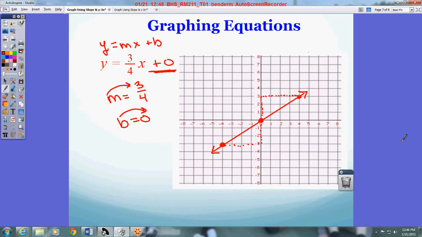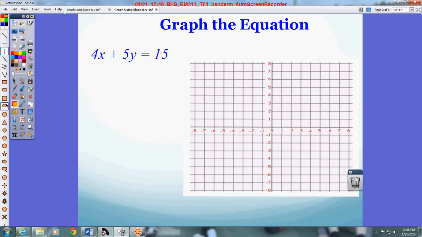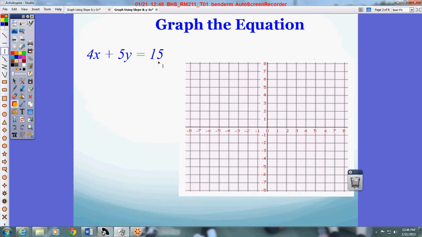Now all of our examples so far have worked out pretty nice because they already are in slope-intercept form. They look like y equals mx plus b. But that's not always going to be the case. And so what happens if I have an equation that looks like this, where I have 4x plus 5y equals 15? So you can see right away it's not in that slope-intercept form. So our very first step is going to be just to try to get that y by itself.